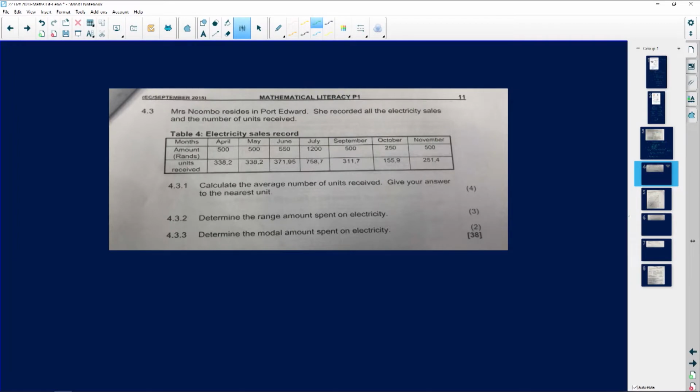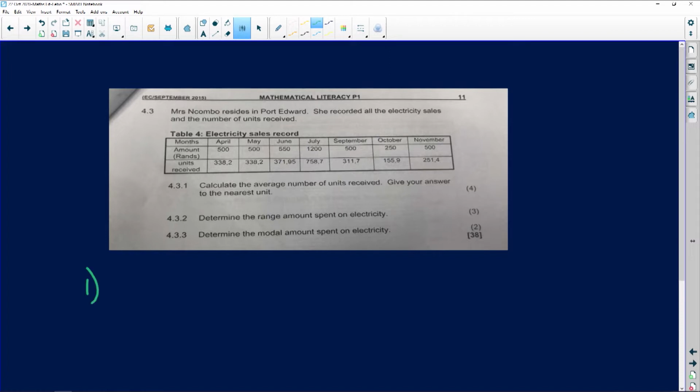Let's look at what we have been given on the screen here. It says to us here, Mrs. Ngobo resides in Port Edward. So she's in Port Edward. She recorded all the electricity sales and the number of units received. So we're going to answer the three questions that we have on the screen here. So I'm going to just name the first one, number one.